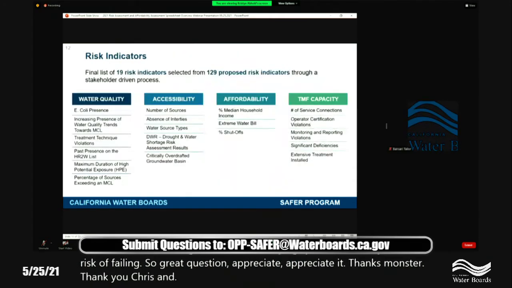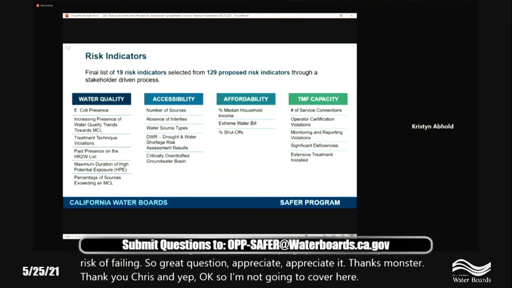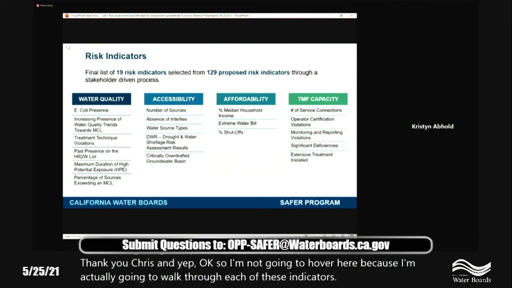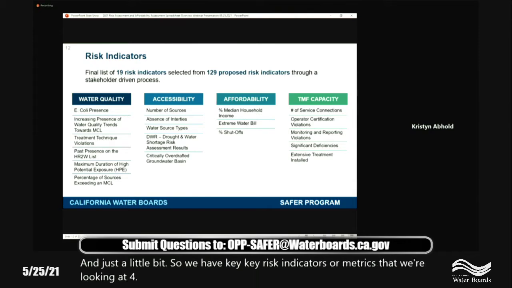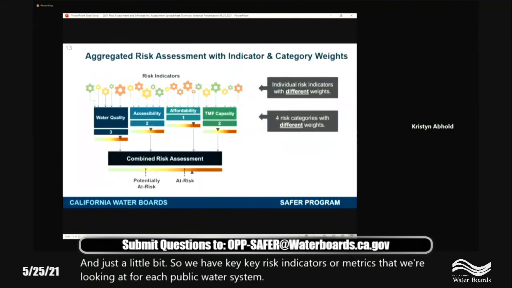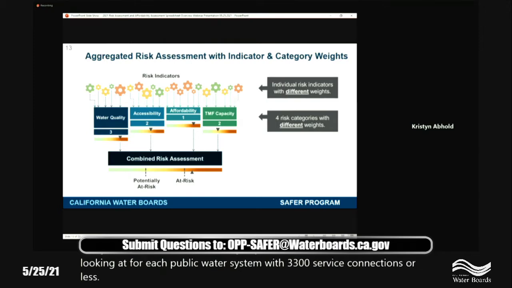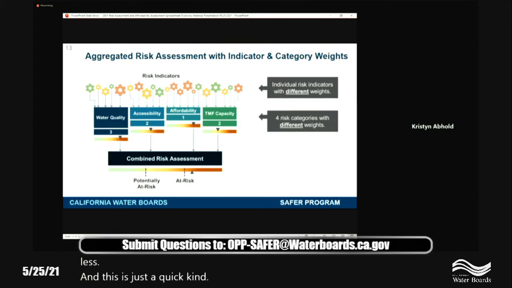Okay, so I'm not going to hover here because I'm actually going to walk through each of these indicators in just a little bit. So we have key risk indicators or metrics that we're looking at for each public water system with 3,300 service connections or less. And this is just a quick visualization of how we do it.